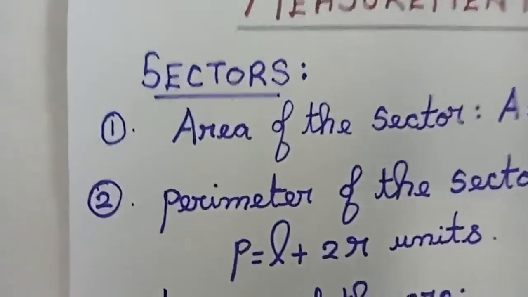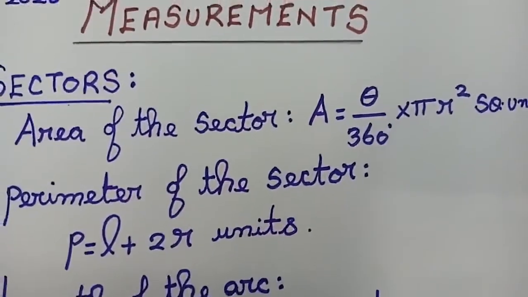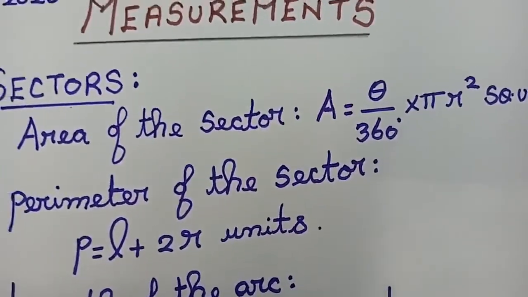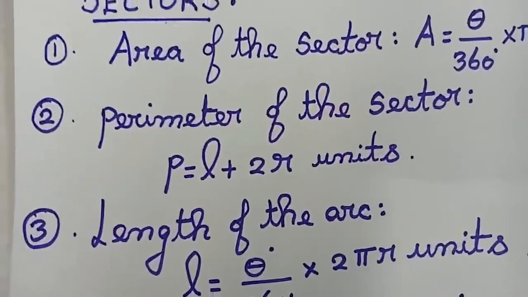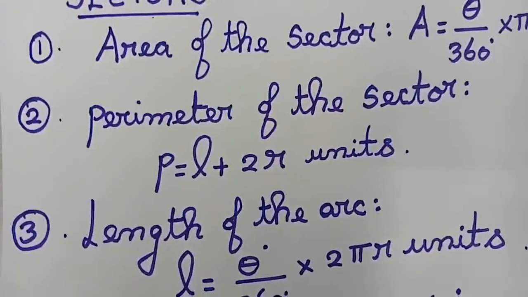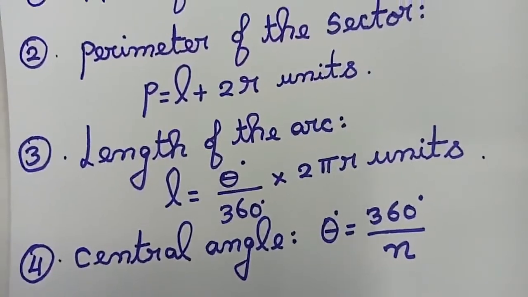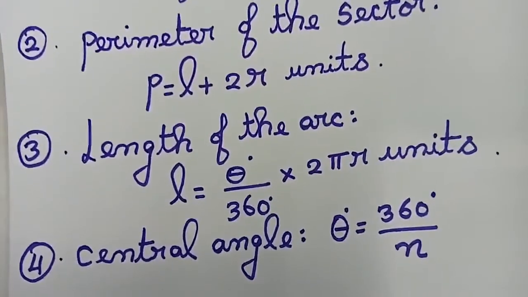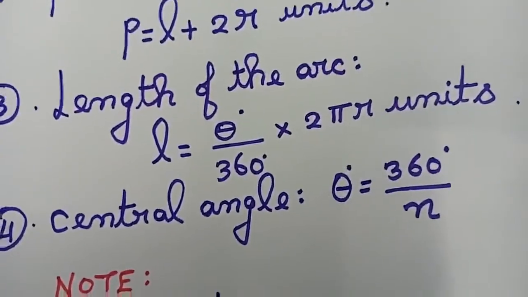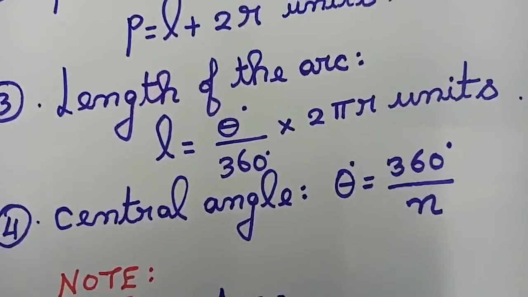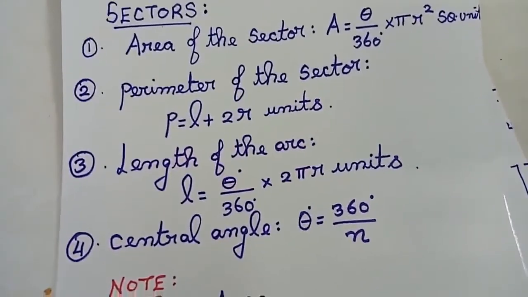The first one is area of sector. The formula we are going to apply here is A equal to theta by 360 degree into pi r square. Coming to the second one, perimeter of a sector: P equal to L plus 2R units. Third one, length of the arc: L equal to theta divided by 360 degree into 2 pi r units. Fourth one, central angle: theta equal to 360 degree divided by n. So we are going to use 4 formulas in this part.